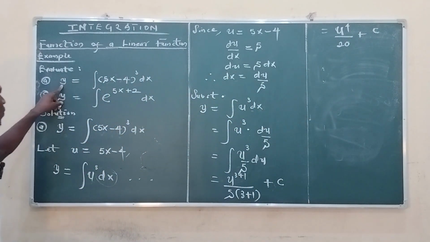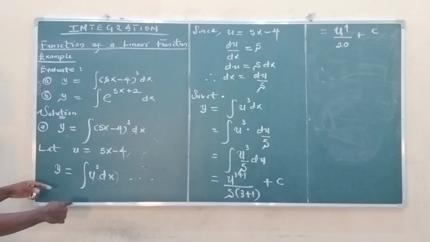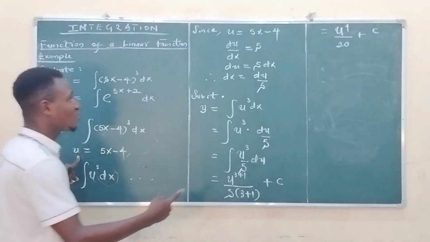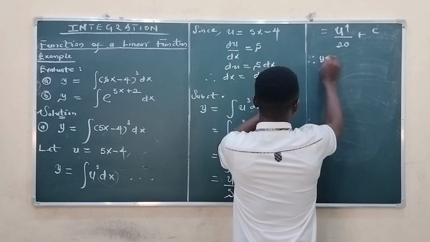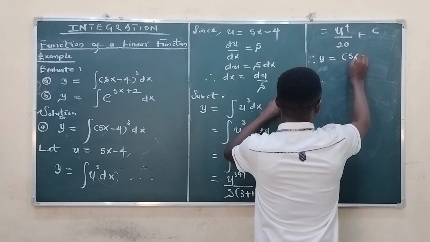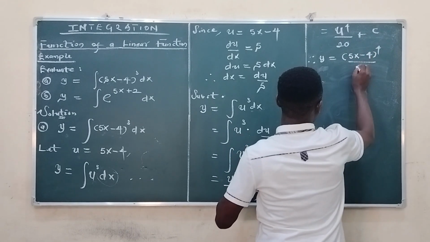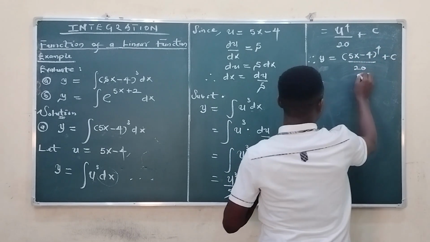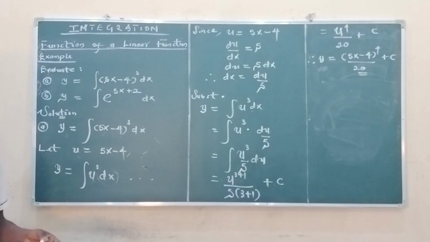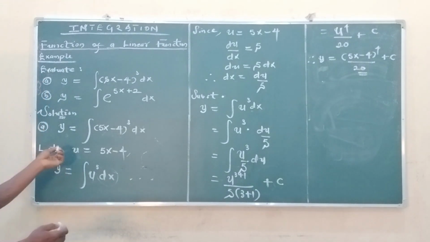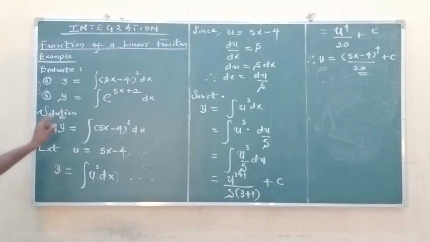But from the beginning, y was expressed in terms of x and not in terms of u. So we are going to carry out a resubstitution so that u is now expressed in terms of its original function. Therefore y is equal to open bracket 5x minus 4 raised to the power of 4 all over 20 plus c. So this is just how we can apply the integral of a function of a linear function. So being able to identify the linear function in the given integral will help you know how to solve it. Now let's look at this particular question.